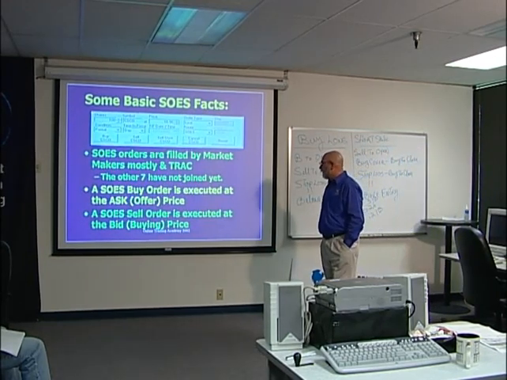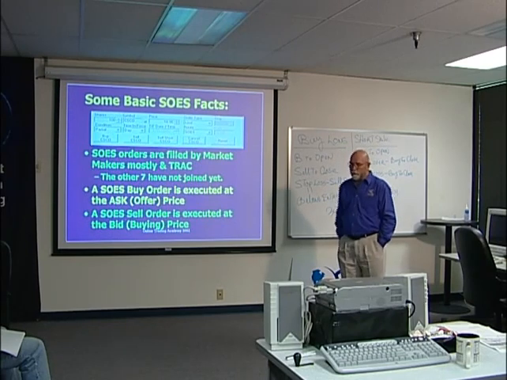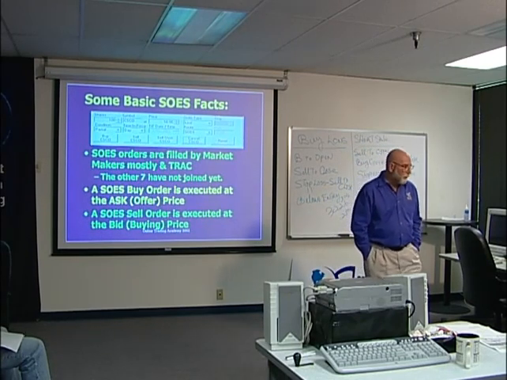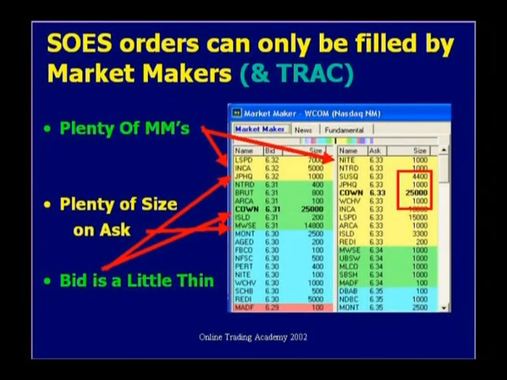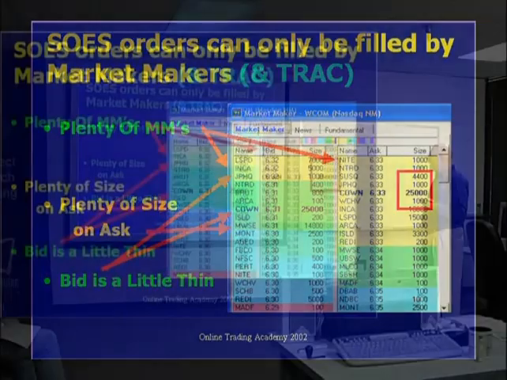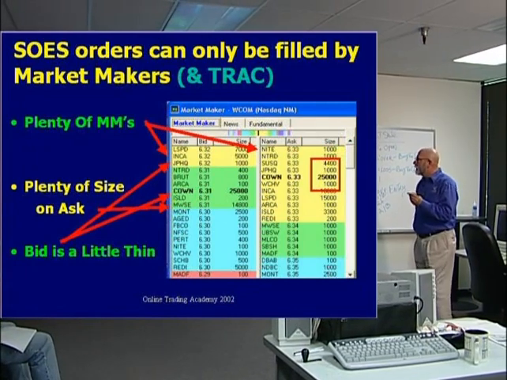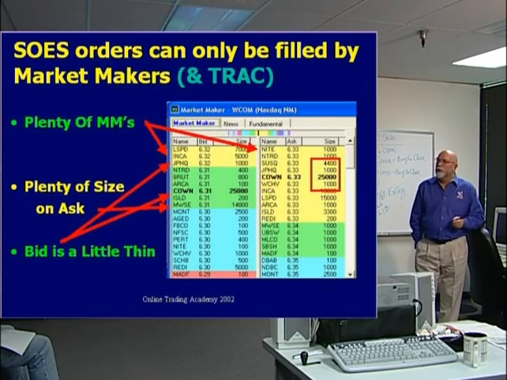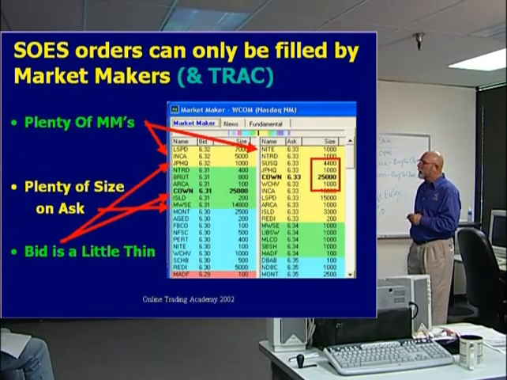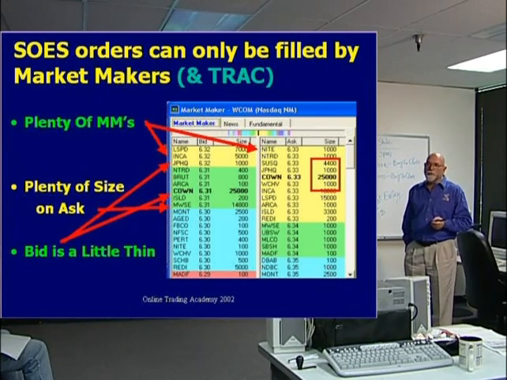Again, a SOES buy order is executed at the ask. A SOES sell order is executed at the bid. You can't post with SOES. You ready? Now, if we look at a Level 2 up here, again, SOES orders are filled primarily by the market makers and 2 ECNs. If we look on the ask, we have Knight Trimark, Susquehanna, JP Morgan, Cowen, Wachovia, and that's it. It looks like there's a whole laundry list, but N-Trade and the other guys are all ECNs.